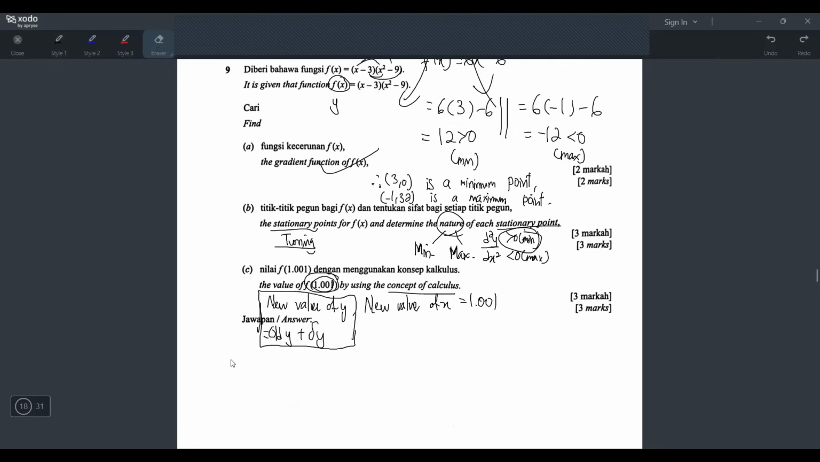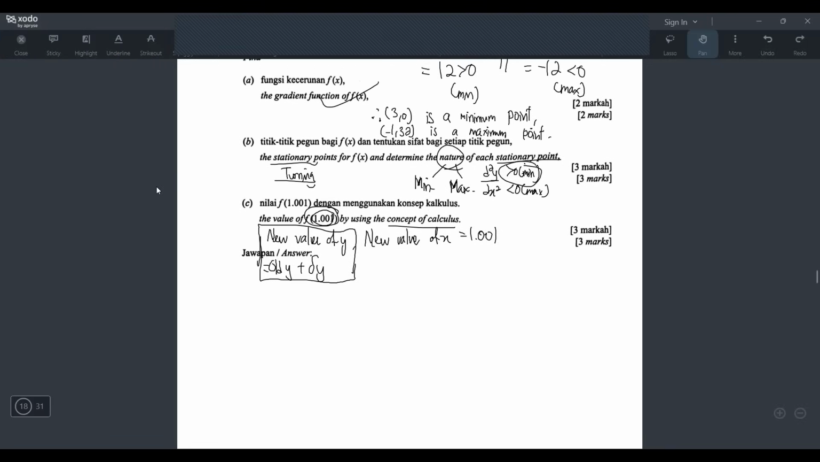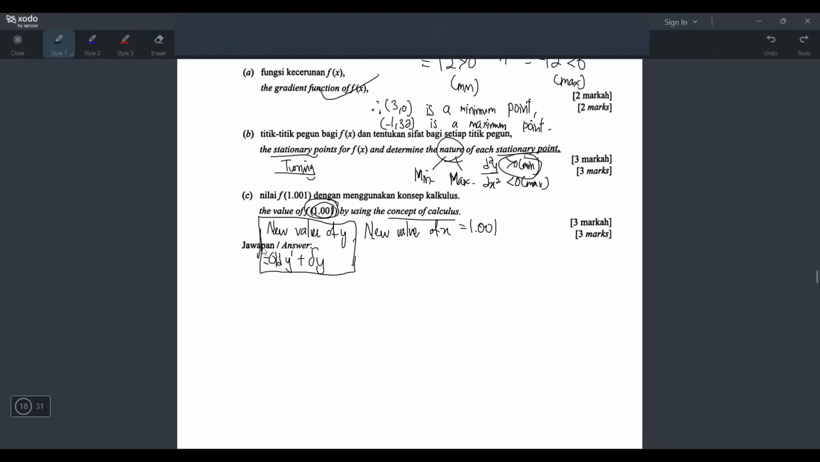Old value of y or the original value of y is the same meaning. And then plus the delta y. Delta y means the small change in y. But how to get the old value of y and how to get the delta y? Very easy. To get the old value of y, you need an old value of x. We already know the new value of x is 1.001. The old value of x will be a number that is near to 1.001. You can choose any number lah, but I will choose 1, because 1 is very near to 1.001.